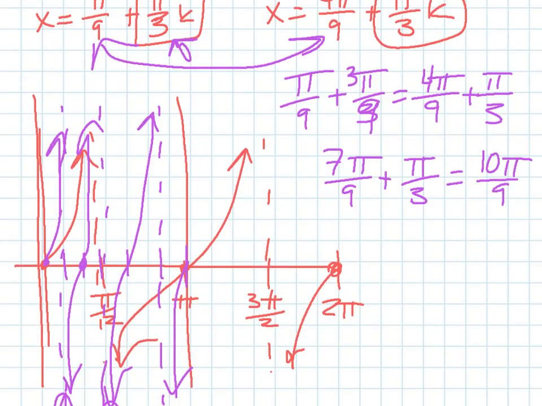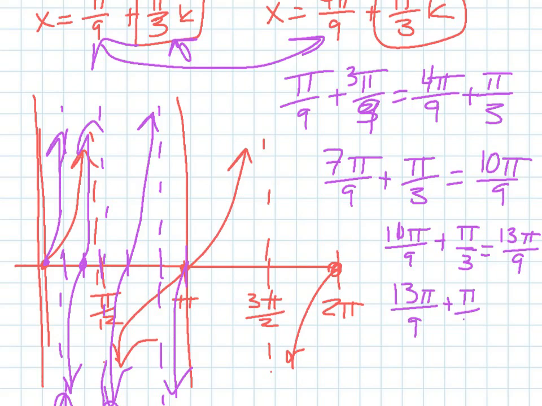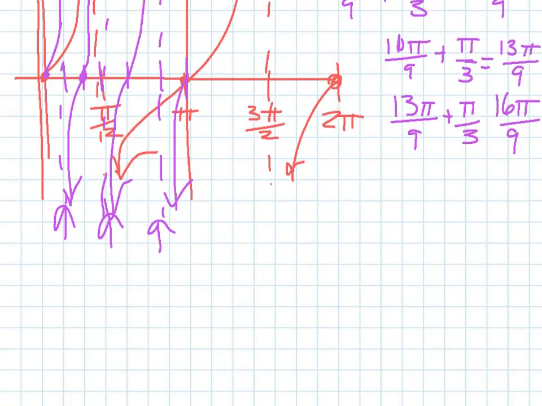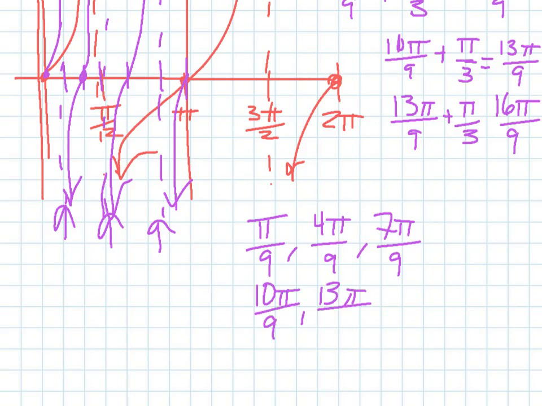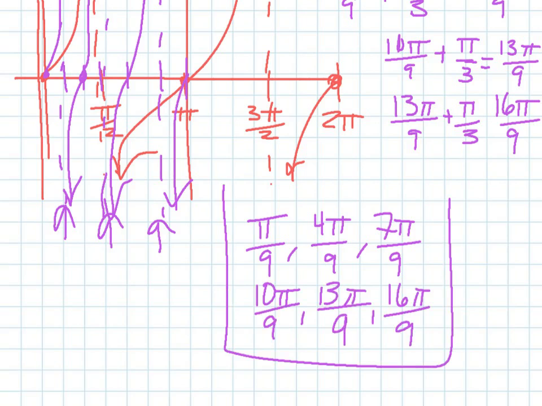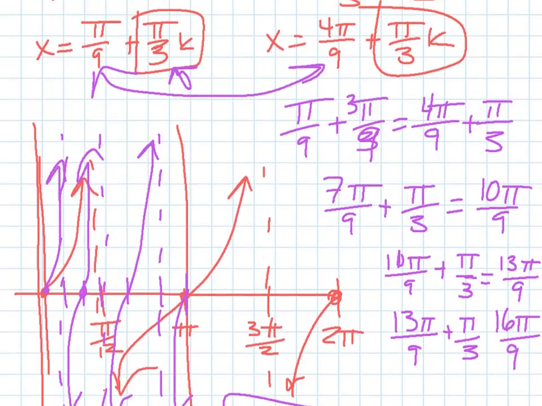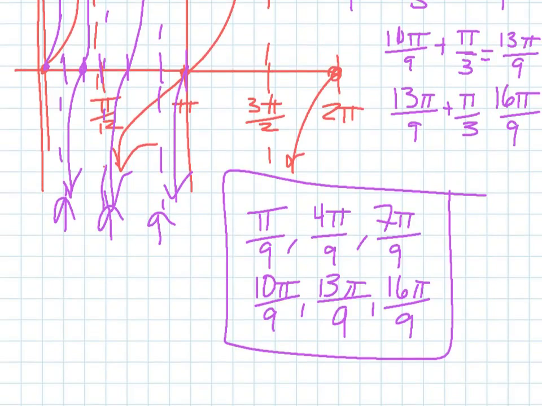Now I'm going to keep doing this until I get to a number that's too big, so it's outside of the 0 to 2 pi range. So then 10 pi over 9 plus pi over 3 gets me 13 pi over 9. Then 13 pi over 9 plus pi over 3 gets me 16 pi over 9. Now the next one would get me 19 pi over 9, which would be too many. So my answers would be pi over 9, 4 pi over 9, 7 pi over 9, 10 pi over 9, 13 pi over 9, and 16 pi over 9. Okay, which makes sense. Before I was going to have 2 answers, so since my period was fit 3 times into the same period, I should have 3 times as many answers.